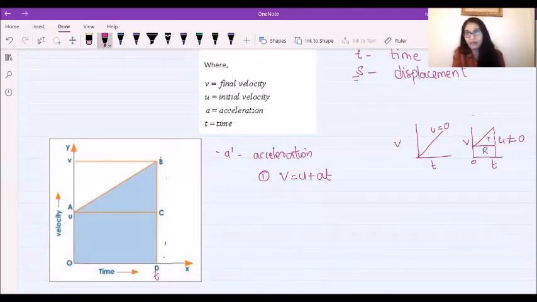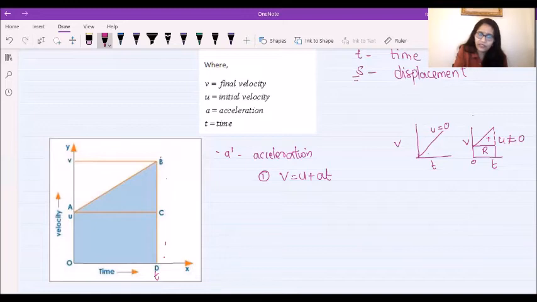I have to find out the area of the triangle and the area of the rectangle. Add them, and you will get the total displacement or distance of the object. Here, I have drawn a graph like this. I shaded all this area and marked every corner of it.